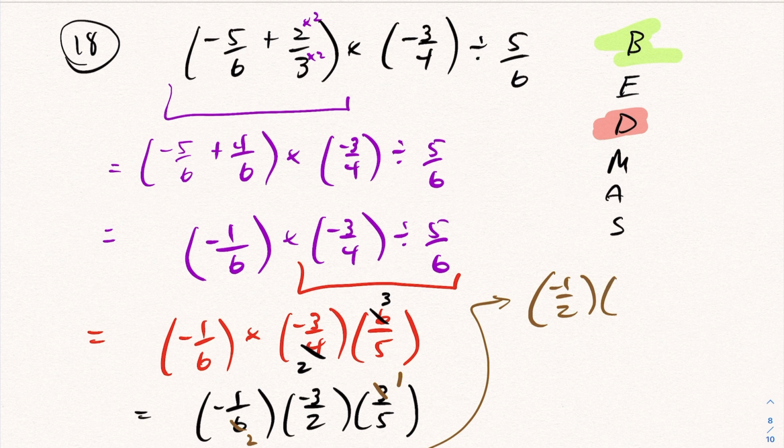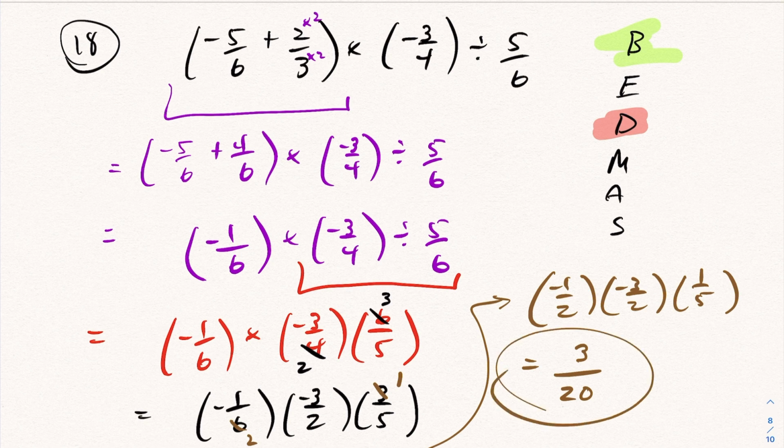I have negative a half, times 3 over 2, and 1 over 5. Now this is fully reduced, and we're multiplying 3 fractions together. Tops with the tops becomes 3, and bottoms with the bottoms becomes 2 times 5, giving you 20. And that is in lowest terms.